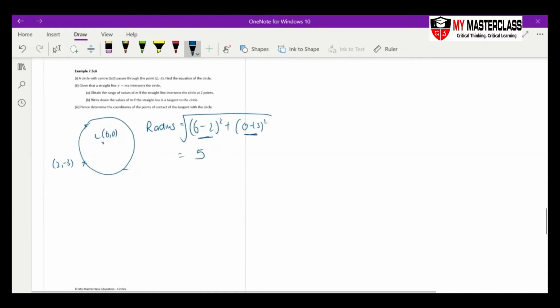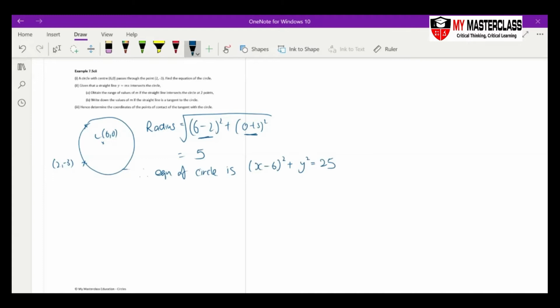Okay, so therefore, equation of circle is (x minus 6) squared plus (y minus 0), you don't need to write, so just plus y squared equals to radius squared, so that will be 25. Okay, so first part usually easy.